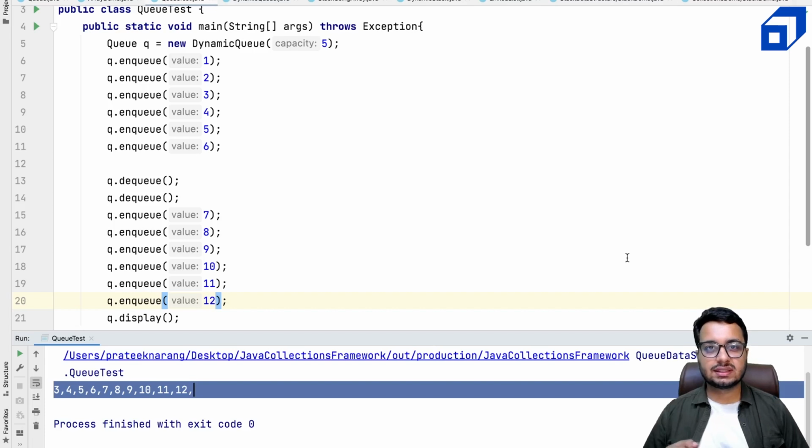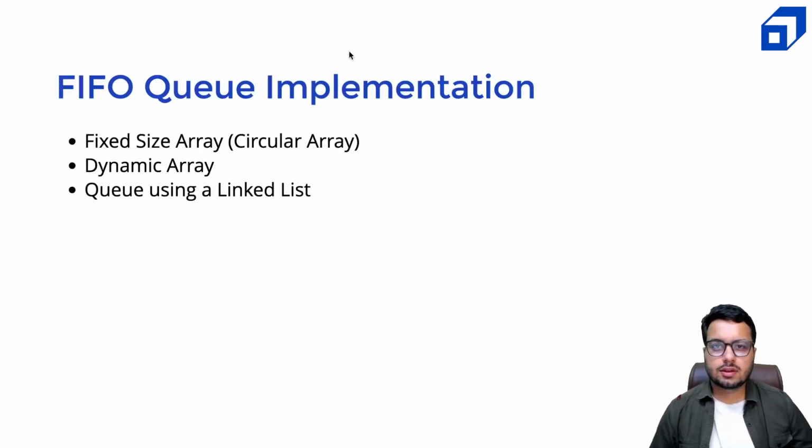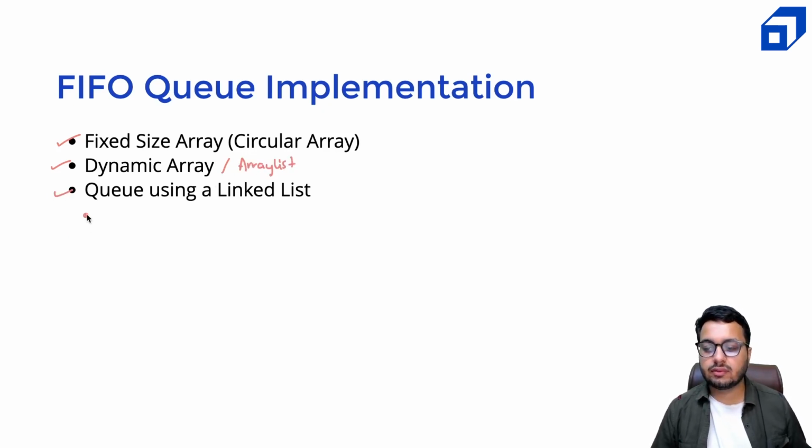So next we will discuss dynamic queue using a linked list. So far we have seen two implementations, fixed size array implementation and dynamic array implementation, right? You can also use an array list object if you want, right? Now the third kind of implementation will involve a linked list because linked list is also a linear data structure, right? Now you might ask how we can use a linked list. It's pretty simple and very intuitive as well.